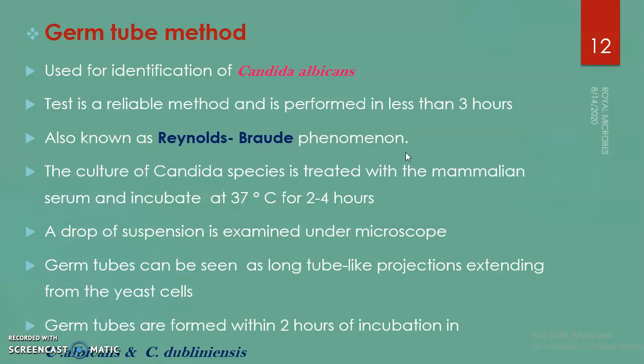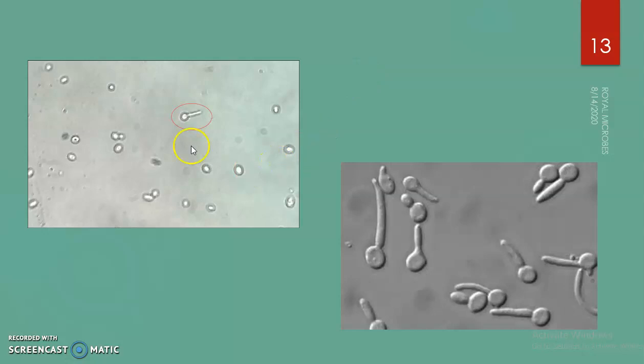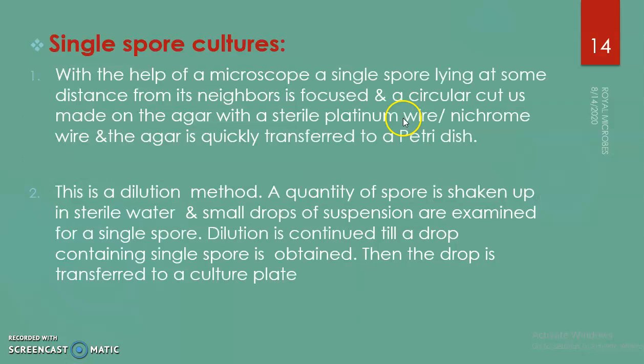The culture of Candida is mixed with mammalian serum and incubated at 37 degrees Celsius for 2 to 4 hours. A drop of the suspension is examined under the microscope. Germ tubes can be seen as long tube-like projections extending from the yeast cells. This is the germ tube extending as a long projection from the yeast cell. Here we can see the germ tubes as long tail-like projections from the yeast cells.